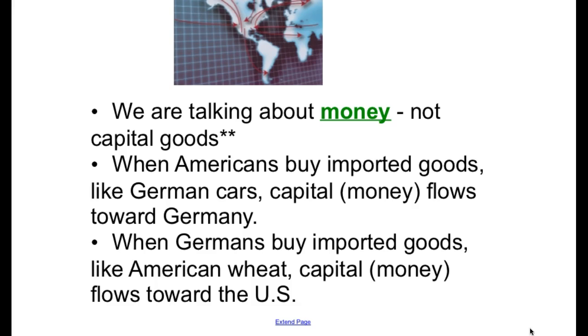Now, just a side note, you may not realize this if you buy a German car, because you might buy it at an auto dealer within the United States. Nonetheless, that auto dealer is going to transfer a significant portion of your payment back to Germany. So the money will leave the country even if you don't actually see that happening.